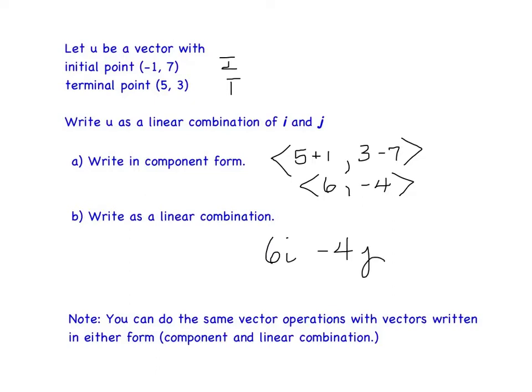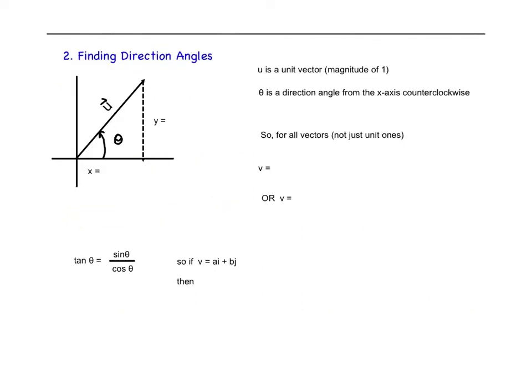And you're done. So you can do the same vector operations with vectors written in either form. If it's written as a linear combination, you can write it in component form, but it's pretty simple either way. The only thing I would do is just add u equals to this.